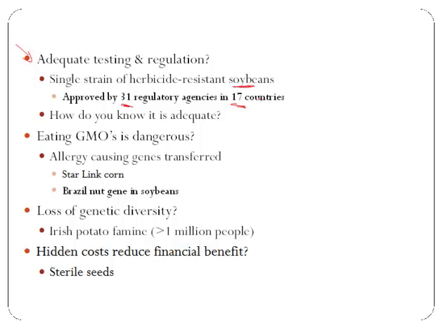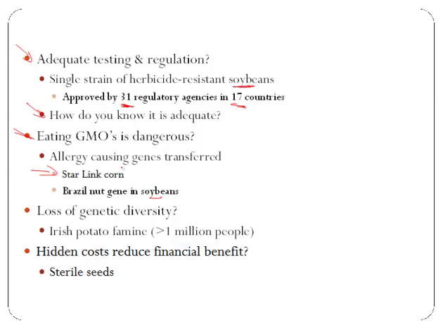Is that enough? Is that okay that we have 31, or do we need more than that? The problem with it right now is we don't know what is adequate. Is that good or not? And who decides that? How do we know for sure with each of these different crops? Eating GMOs could be dangerous. I've already mentioned the Starlink corn. There's also a gene from Brazil nuts that was transferred into soybeans, which would be a problem if you're allergic to tree nuts. If you eat the soybeans, you could have an allergic reaction to them as well.